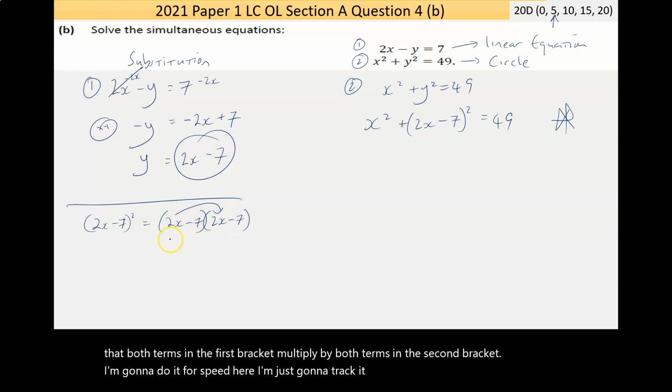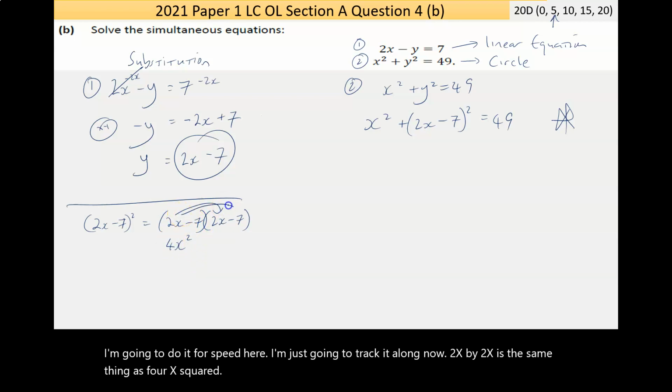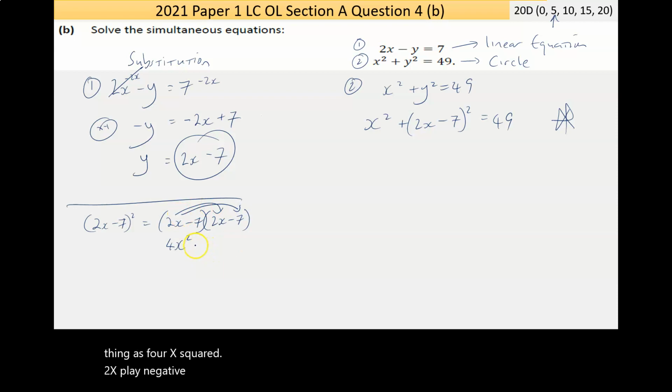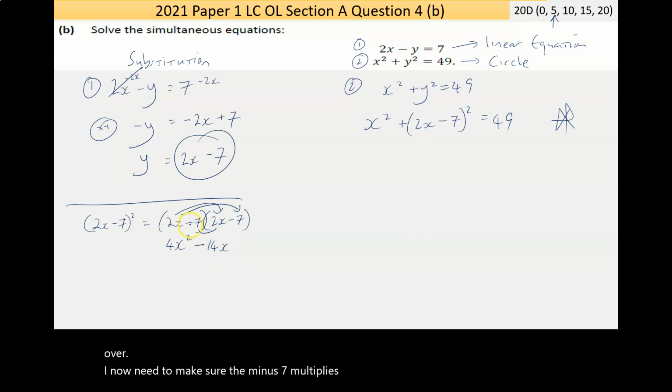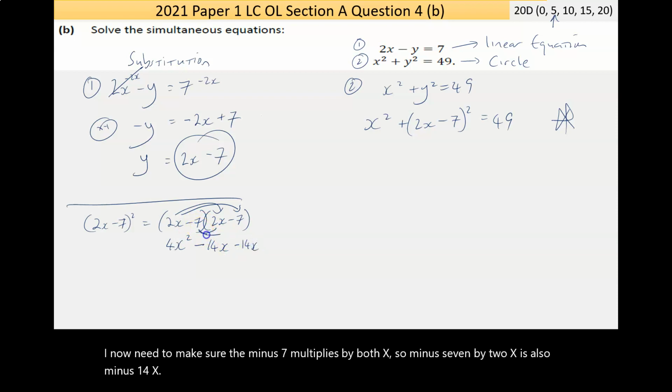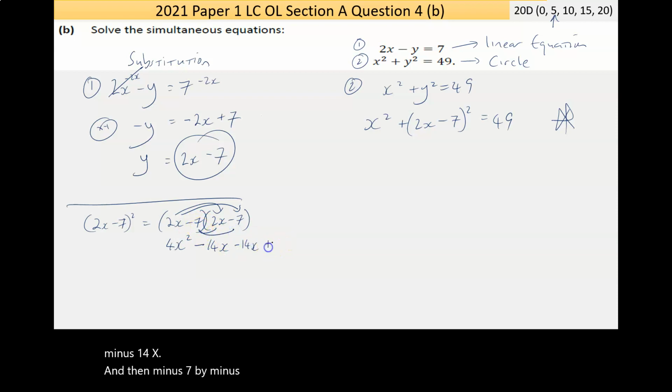Now, 2x by 2x is the same thing as 4x squared. Now, 2x by negative 7 is the same thing as plus by minus is minus. 2 sevens is 14, and the x carries over. Now, I need to make sure that minus 7 multiplies by both things. So minus 7 by 2x is also minus 14x. And then minus 7 by minus 7, minus by minus is plus, 7 sevens is 49.